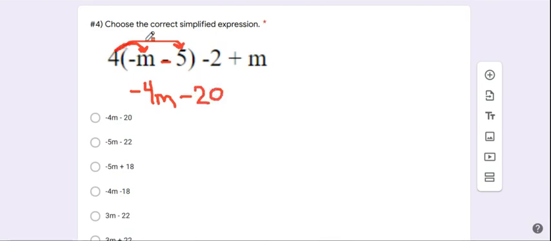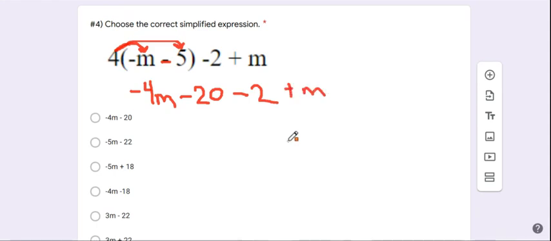Now, do I distribute the 4 to these terms outside the parentheses? No, I only distribute the 4 to the terms inside the parentheses. And so what happens to these terms outside the parentheses? They just get brought down. So bring them down to this expression. So I still have a minus 2, and I still have a plus m.